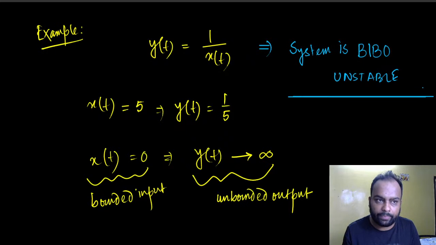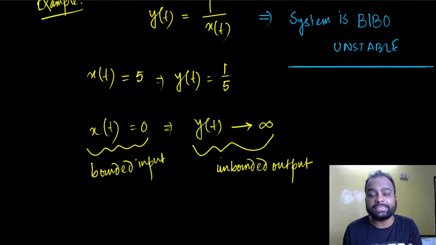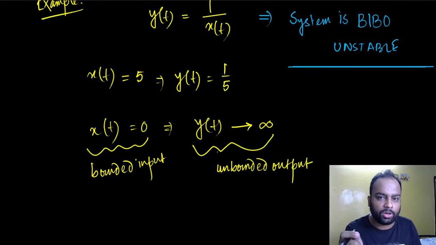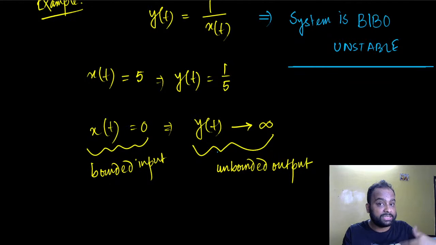So am I clear here? Proving instability is way easier than proving stability, right? You just have to figure out a single input for which the input is bounded but the output is unbounded, and the moment you can do that, you can say the system is unstable. Done, right? So here again we are talking about the stability of the system. Got it? Again, if you have any query, just feel free to ask.